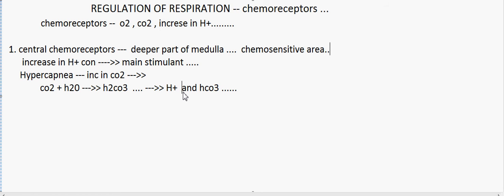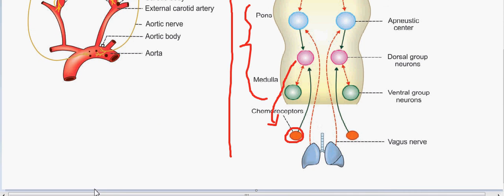So when they note that there is increase in the hydrogen ions, these chemoreceptors send action potentials towards the dorsal group of the neurons. They just tell the dorsal group of the neurons that, hey, we need some more prolonged ventilation. So when the impulses reach the dorsal group of the neurons, if you see my previous video, we know that the dorsal group of the neurons help in the inspiratory process. So we can note an increase in the ventilatory process. There will be a prolonged inspiration and the hypercapnia can come back to normal.